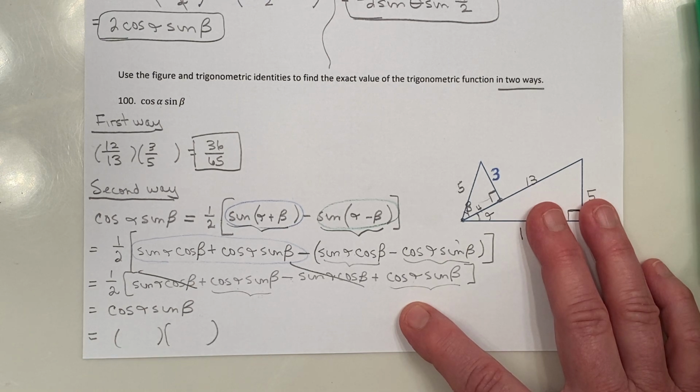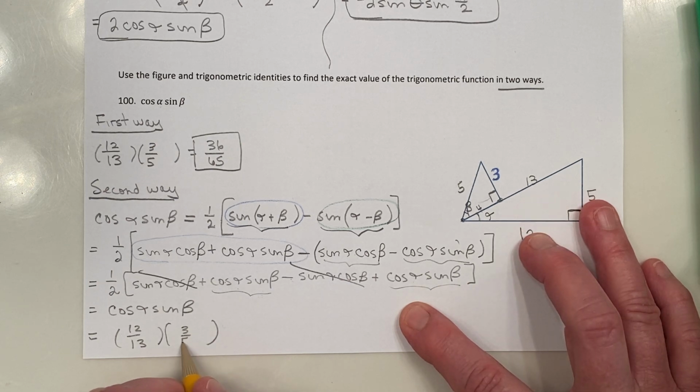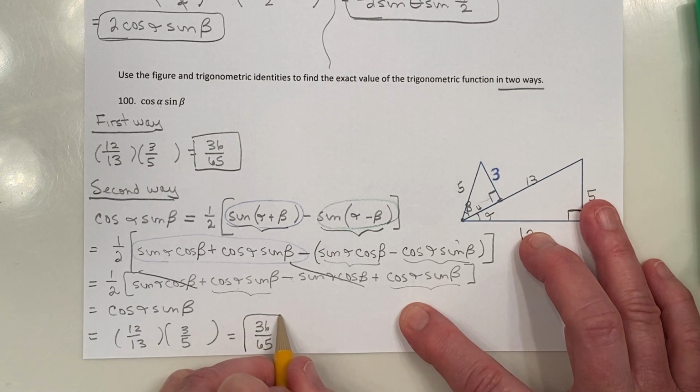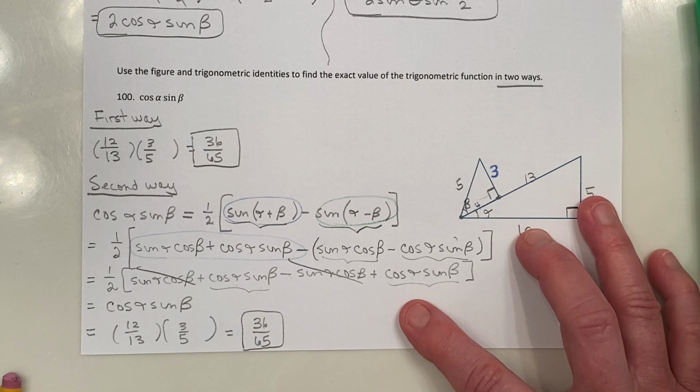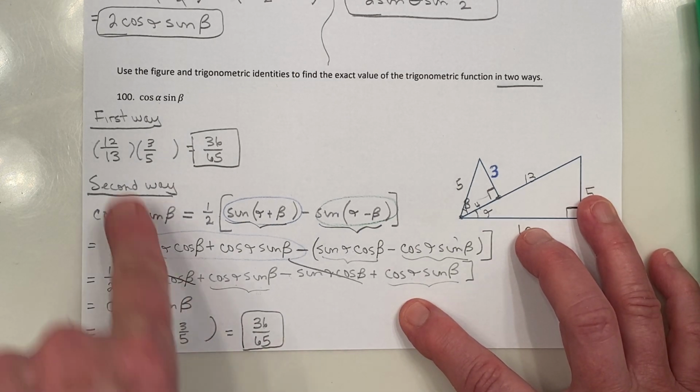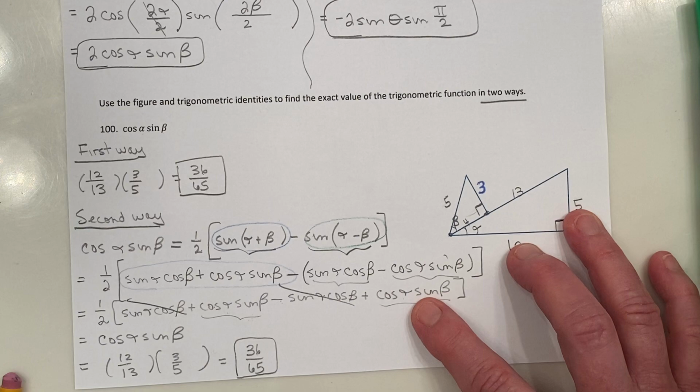So cosine alpha was 12/13 and sine beta was 3/5. Huh. We should get the same answer. I mean, we did everything right. But it's funny how we just ended up with the same expression that we started with up there. All right, that's it.